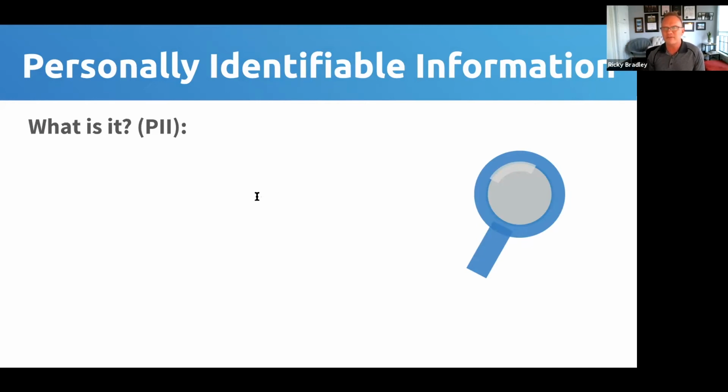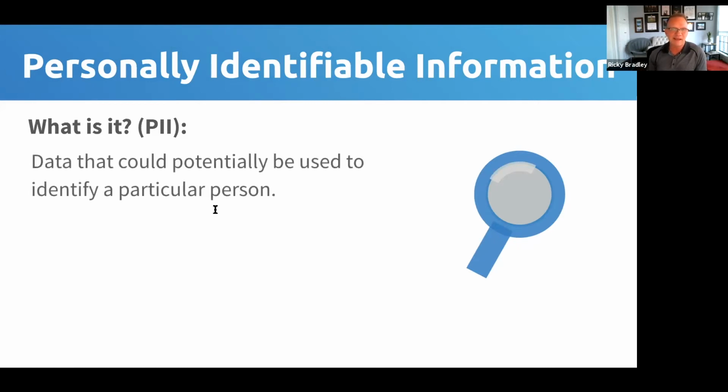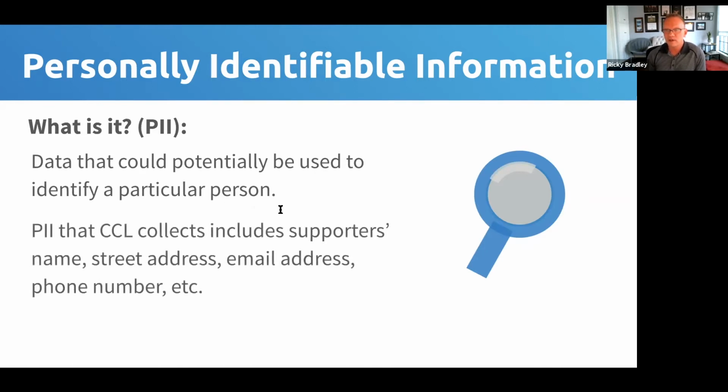Let me start with the boring definition: personally identifiable information. That's any type of data that could potentially be used to identify a person. Examples of that CCL collects would include a supporter's name, their street address, their email address, or their phone number. These are the things that we want to make sure we're protecting and only sharing with the people that need to know that type of information. Things that are not personally identifiable include your district, your member of Congress, the state you live in. It's really the stuff that can easily identify a person.